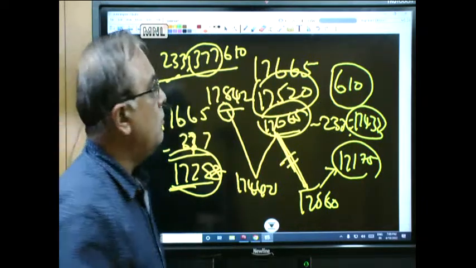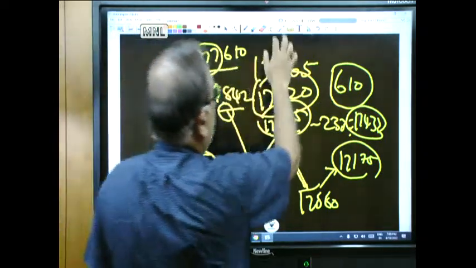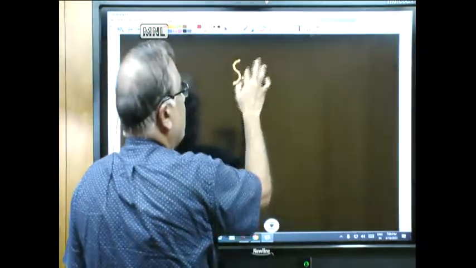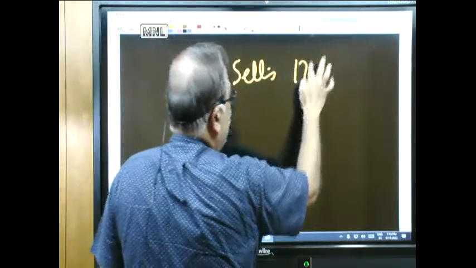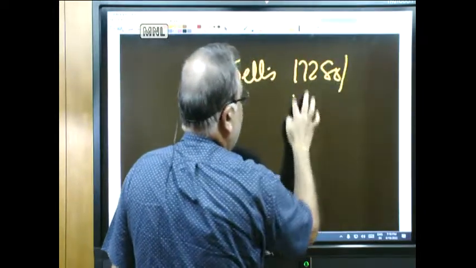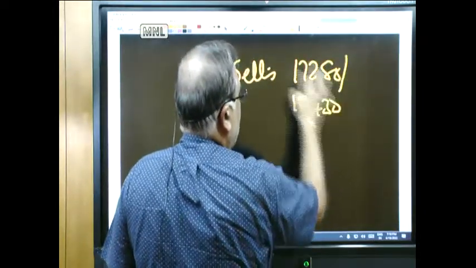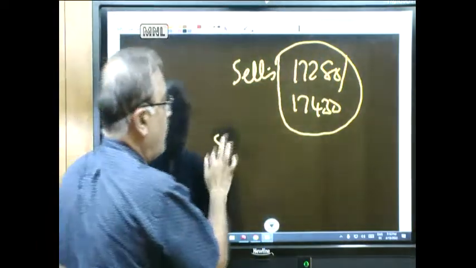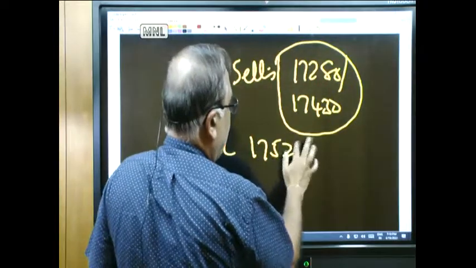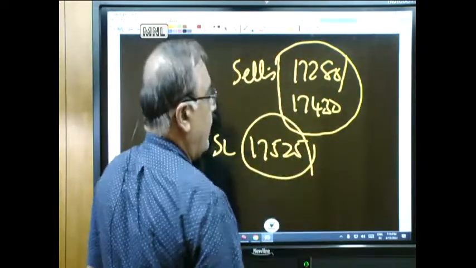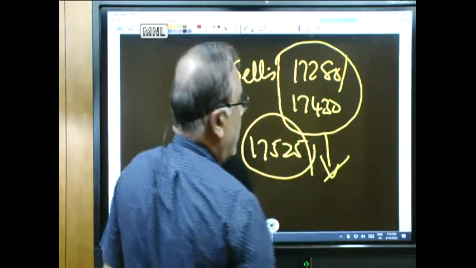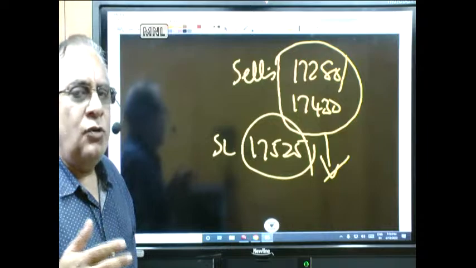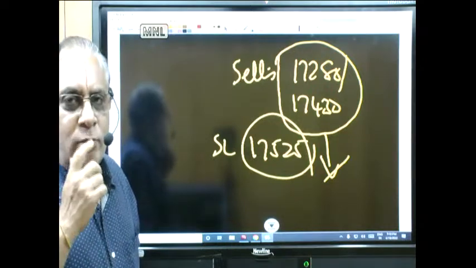So what will you do now? The first level that you will look towards selling is 17,288, then 17,430. So these are the two levels which you will look towards selling, with a stop loss above 17,525. So this is for position trading, and then you will look towards a drop which will take you into the pattern. Now how should we look at that?